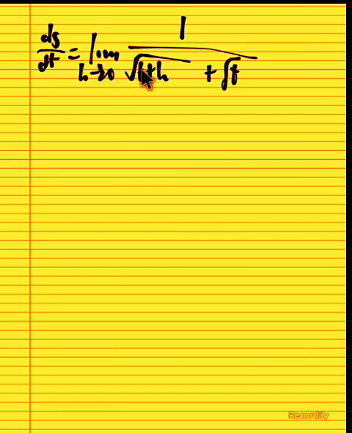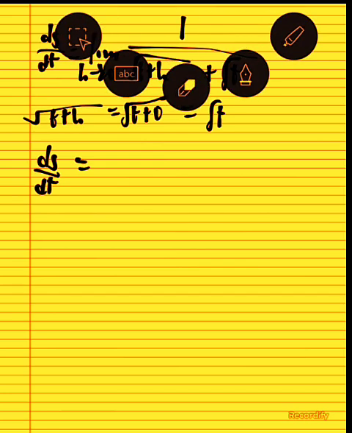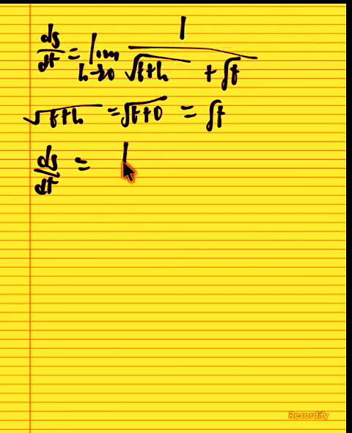So if you take the limit as h approaches 0 for this root of t plus h, we are going to have root of t plus 0, and this is equals to root of t. So now if we take the limit, we are going to have ds dt equals 1 all over, and don't forget that if you take the limit of this, we are going to have the root of t. So I'm having root of t plus this root of t.